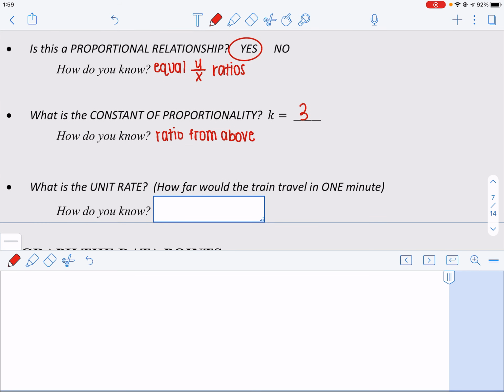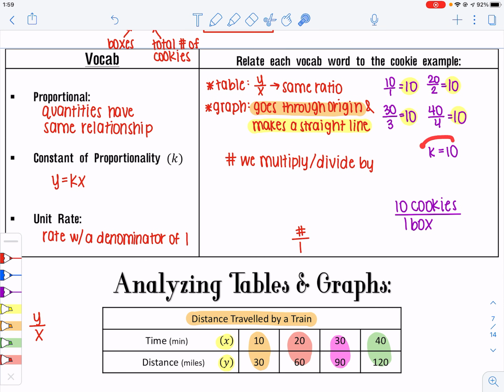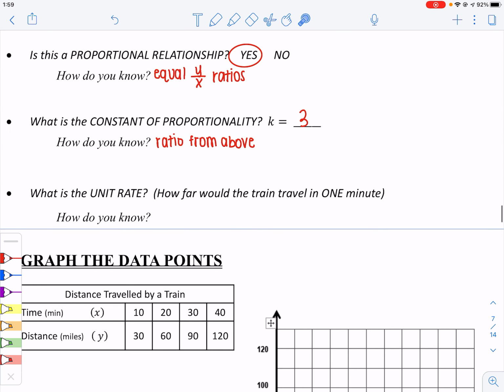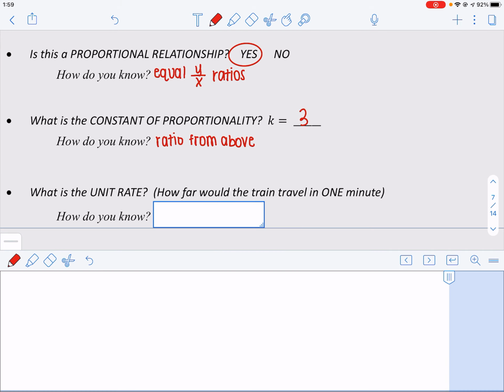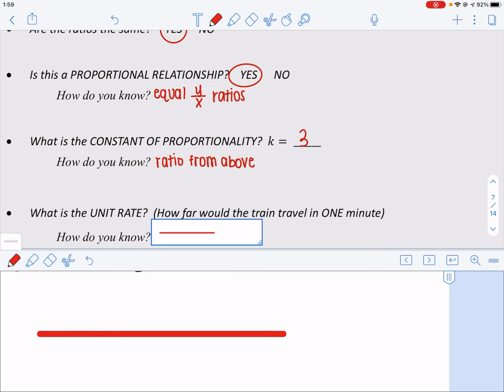And then lastly, they're asking for the unit rate, so how far the train would travel in 1 minute. Well, what we said here is that your k value and your unit rate are the same. It's just your unit rate has labels with it, and your k value doesn't. So for this one, my unit rate is the same as my k value. I'm going to write it as a fraction, and I'm going to label it. So go ahead and tell me, what is the unit rate in this example? What do you think with labels?